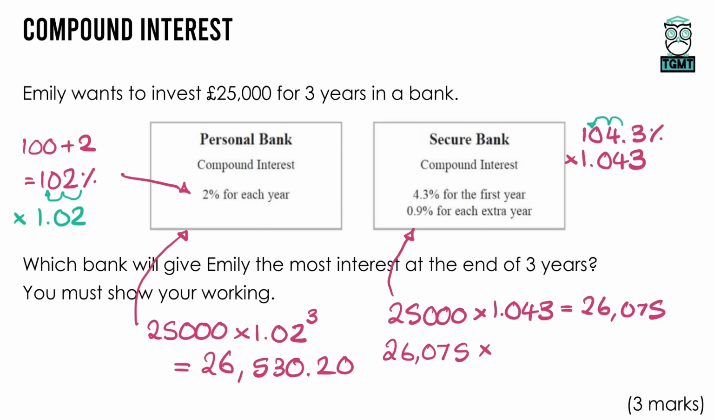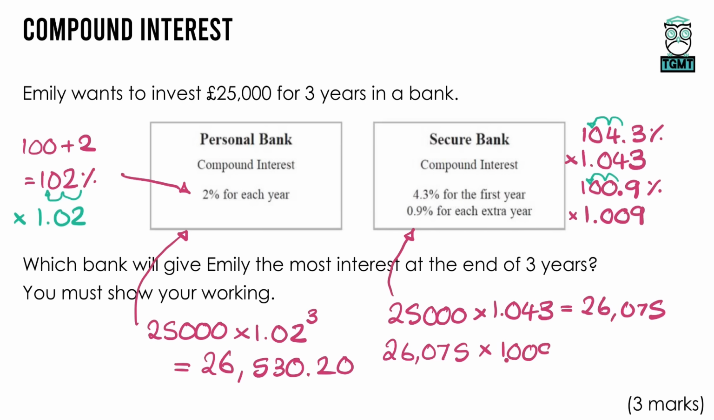Now that is how much Emily has in the bank, £26,075, and we're going to have to multiply that by the new multiplier for the 0.9% that you get in every extra year. So adding that to 100, it'd be 100.9%, and that's all that we're going to get in that 2nd and 3rd year. Again, dividing that by 100, being really careful now, we get 1.009, and that's what we're going to have to multiply by.